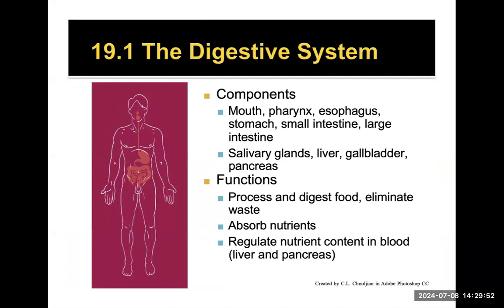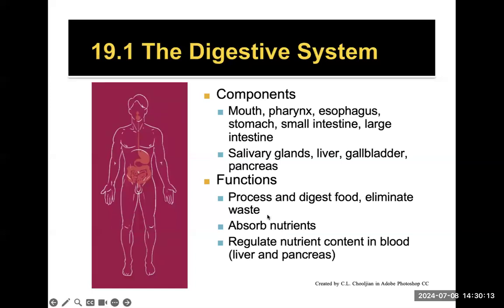So components of the digestive system begin at the mouth, go down the pharynx, the esophagus, the stomach, small intestine, large intestine, and then waste would be moved out. Other components would be like the salivary glands, the liver, the gallbladder, and the pancreas, which all create things that get added to the digestive tract to help the digestion process.